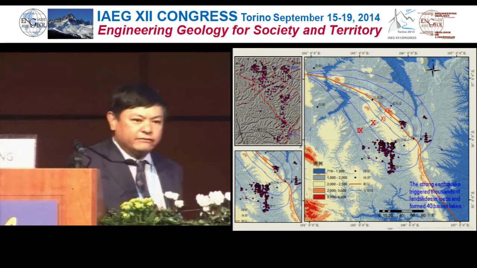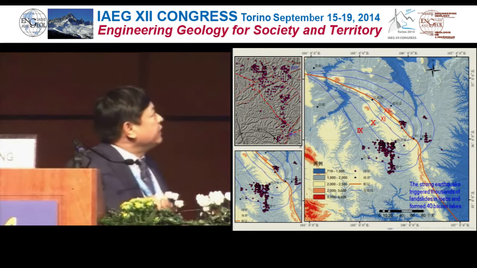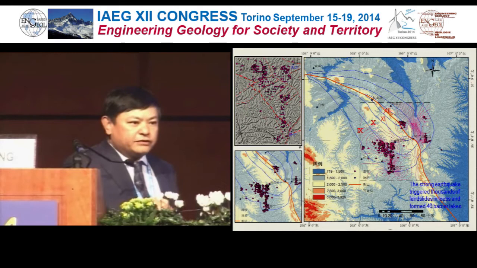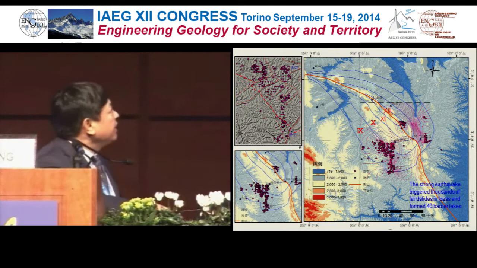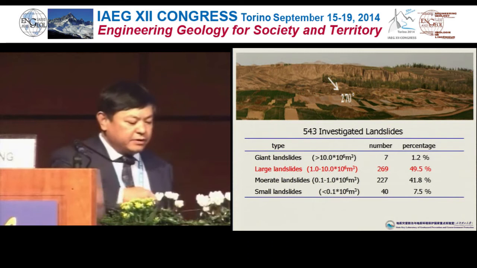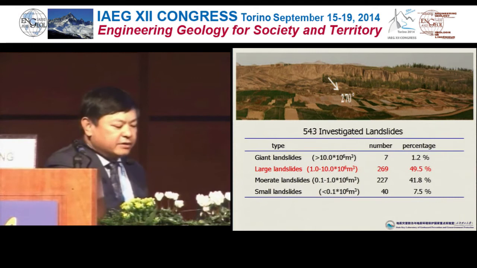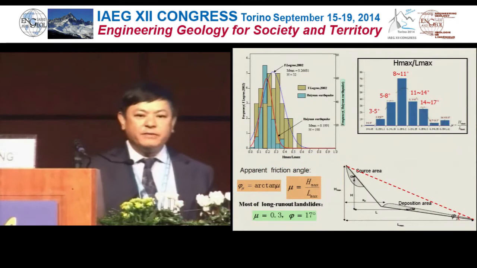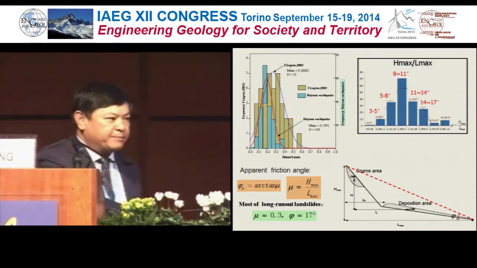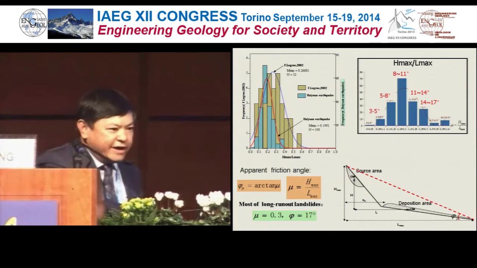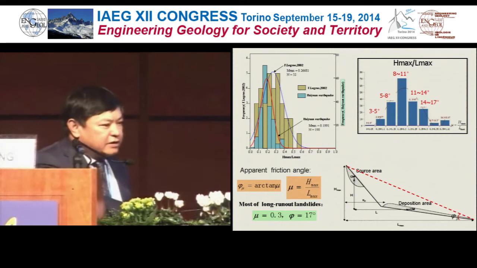According to our investigation, this is because in this area there is loess, so this is a prone area for landslides to occur. In 500 landslides, half of the landslides are large-scale landslides, meaning the volume is from 1 million to 10 million cubic meters. A very interesting phenomenon is that the landslides in this area triggered by strong earthquake have a very low apparent friction angle. For general large-scale landslides, the friction angle is 17 degrees, but for the landslides in this area, it's only 11.